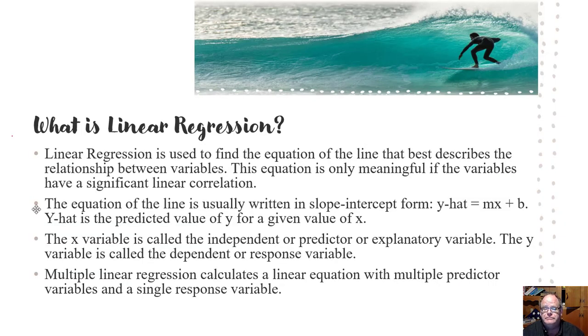All right, what is linear regression? Linear regression is used to find the equation of the line that best describes the relationship between variables, if there is a linear relationship. This equation is only meaningful if the variables have a significant linear correlation. The equation of the line is usually written in slope-intercept form, like y hat equals mx plus b, where y hat is the predicted value of y for a given value of x. The x variable is called the independent or predictor, or sometimes the explanatory variable. The y variable is called the dependent or the response variable.